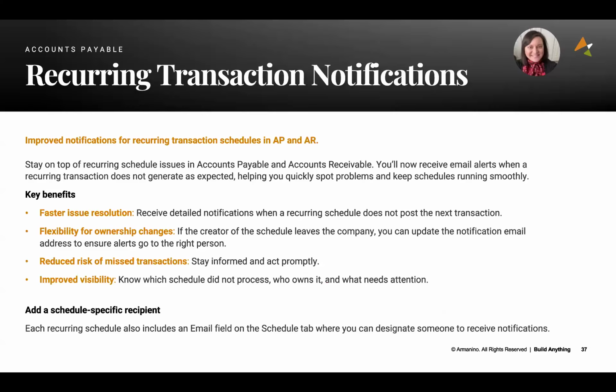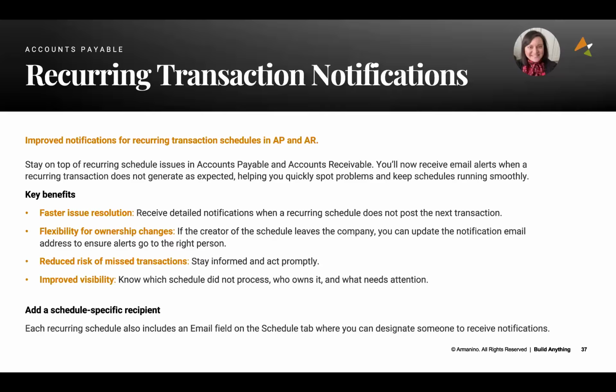Recurring transaction notification. So now there are improved notifications for recurring transaction schedules that you might have set up in AP and AR. That will help you with receiving email alerts if a recurring transaction does not generate as expected. So it will really help you to spot problems quickly and to keep these schedules running smoothly.